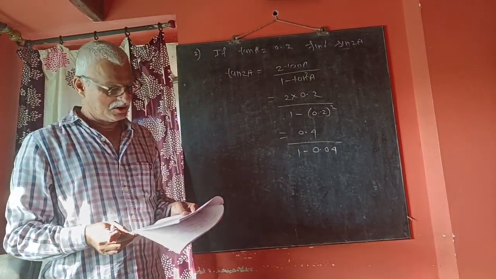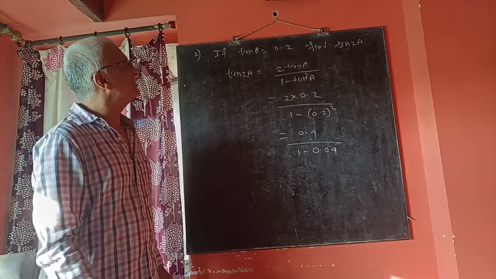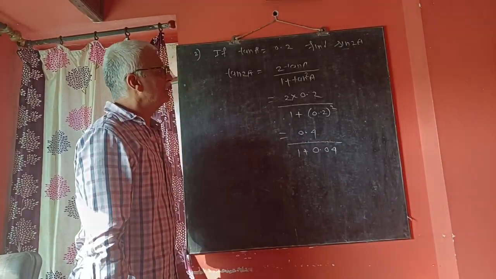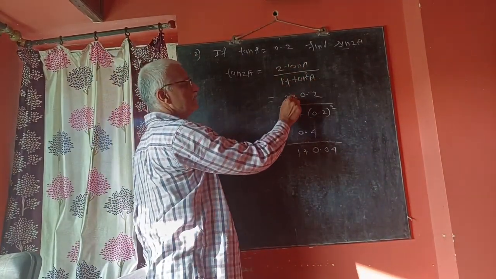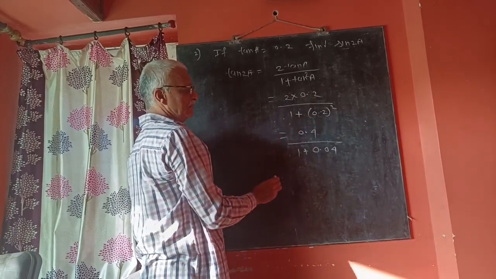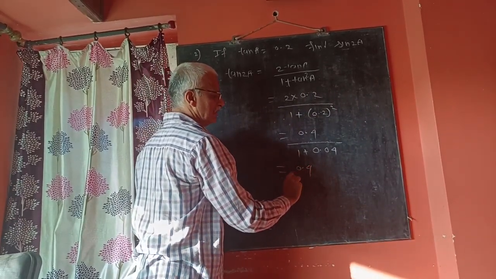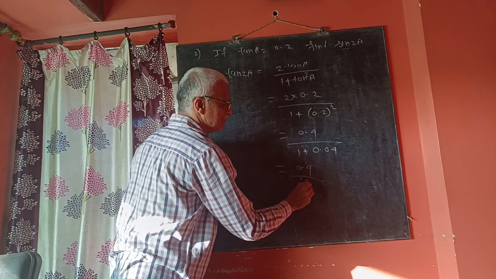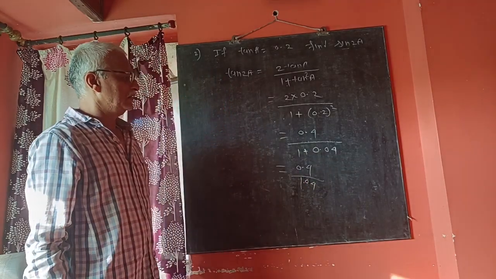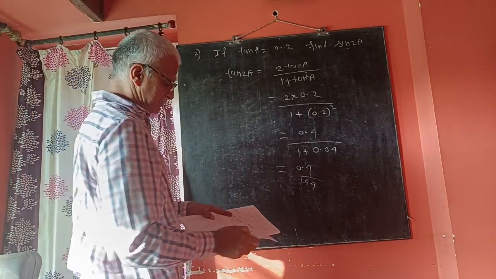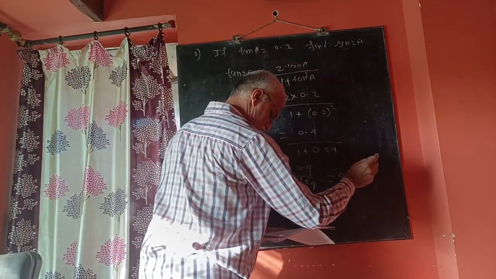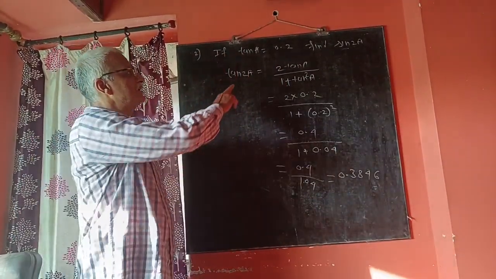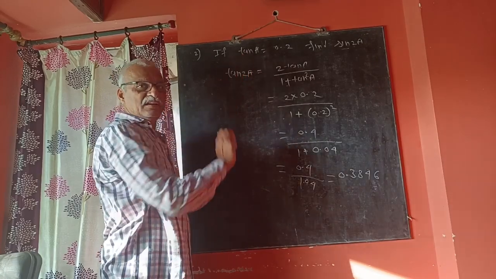Now sin 2A in terms of tan: sin 2A is 2 tan A upon 1 plus tan square A. 2 into 0.2, 1 plus 0.2 the square. You get 0.4 divided by 1 plus 0.04, that means 1.04. Now if you calculate it, you will get 0.3846. So this is the value of sin 2A if tan A is given.